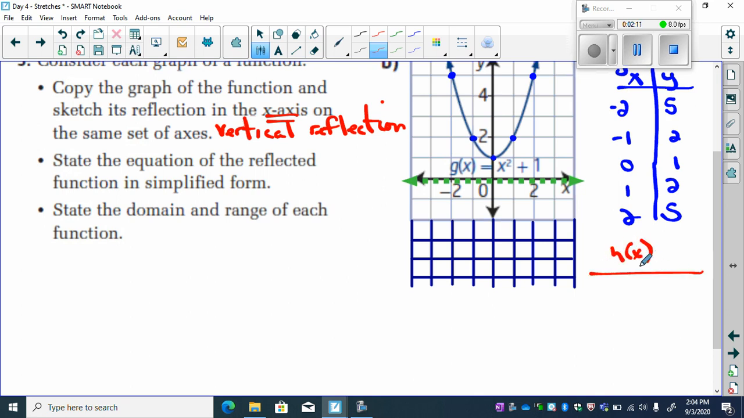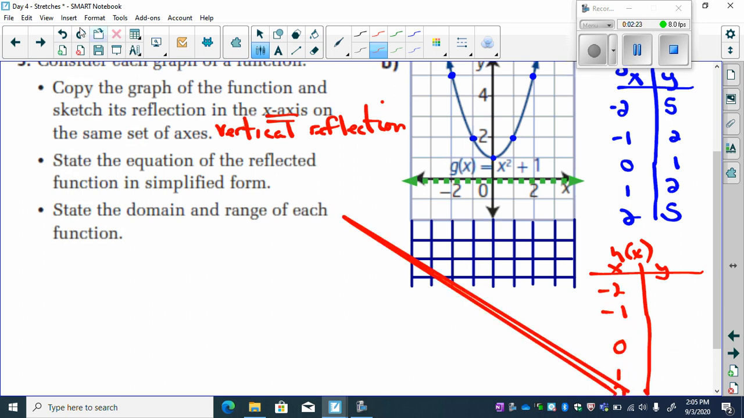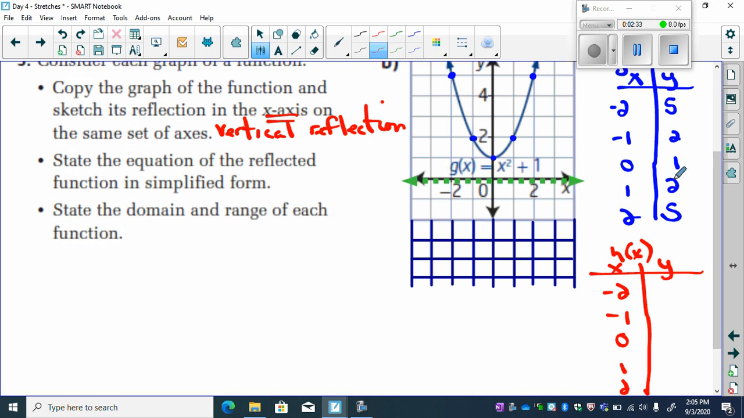I'll come up with the equation of it in step 2, but I'll just finish this part first and then draw that. My x values aren't going to change: -2, -1, 0, 1, and 2. They're going to stay the same. It's the y values that are going to change sign. So remember, with a vertical reflection, you multiply all the y values by -1. And that would make all the positives negative.